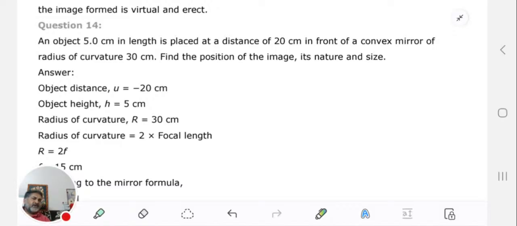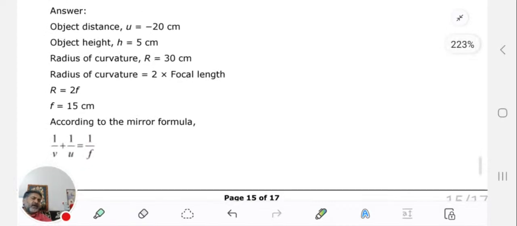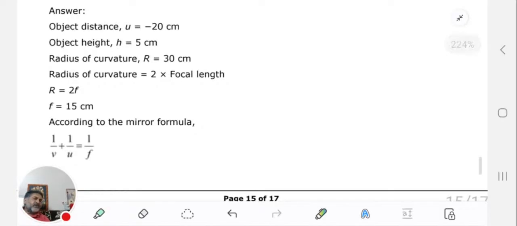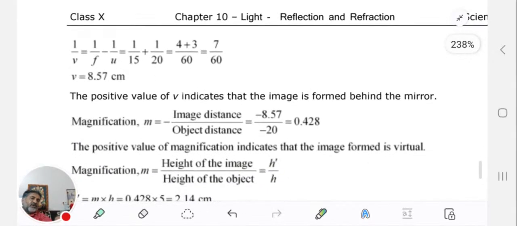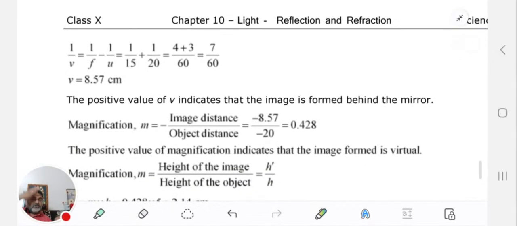Object height is 5 centimeter, radius of curvature 30, so radius of curvature is equal to 2 into focal length, R is equal to 2f, so f is equal to 30/2, એટલે 15 થશે. ચલો મિરર ફોર્મ્યુલા 1/v પ્લસ 1/u ઇઝ ઇક્વલ ટુ 1/f. ચલો વેલ્યુ મૂકી દઈએ. સો 1/v ઇઝ ઇક્વલ ટુ 1/f માઇનસ 1/u ઇઝ ઇક્વલ ટુ 1/15 પ્લસ 1/20. સો આન્સર ઇઝ 4. આ તો આવડે છે ને કે હું કરી બતાવું.